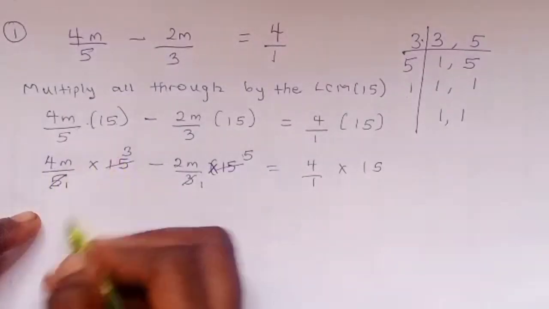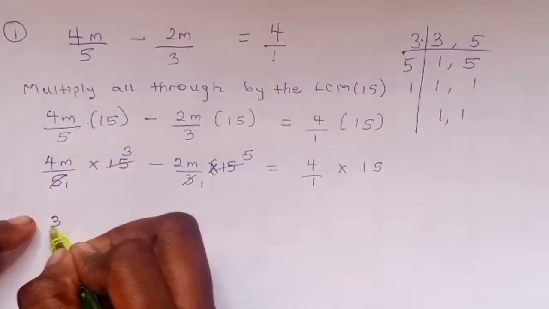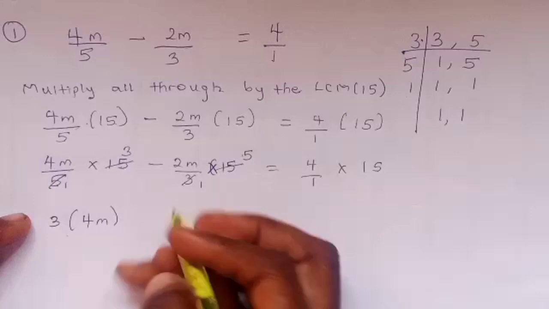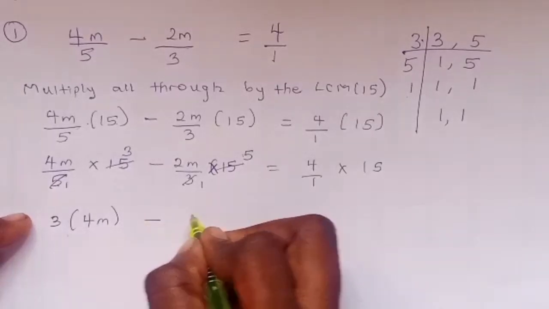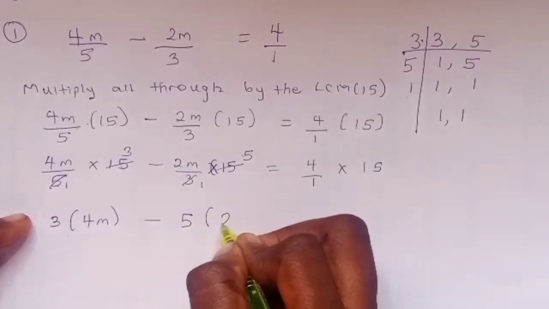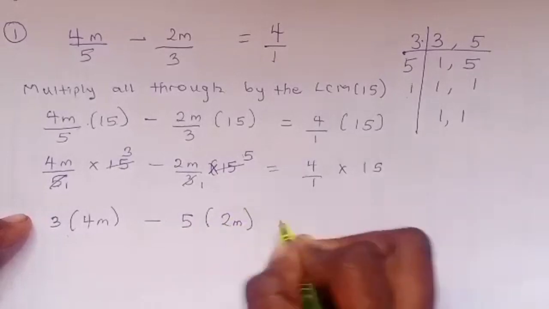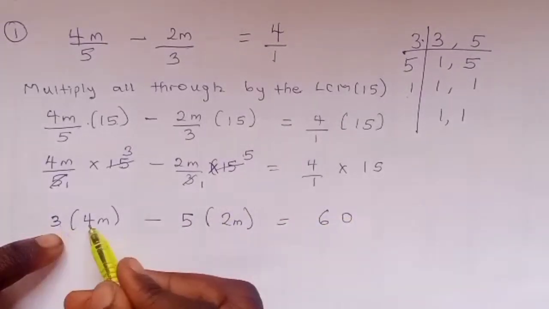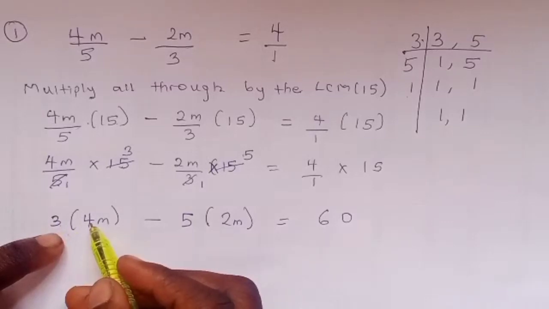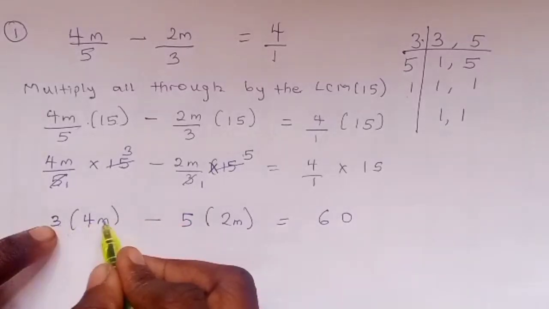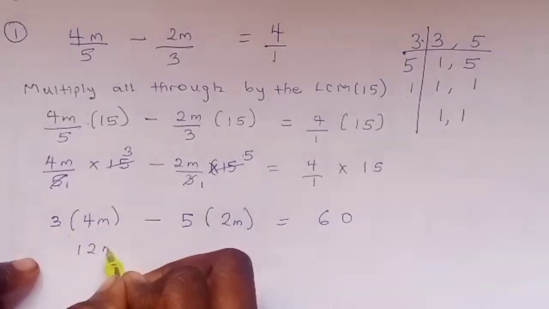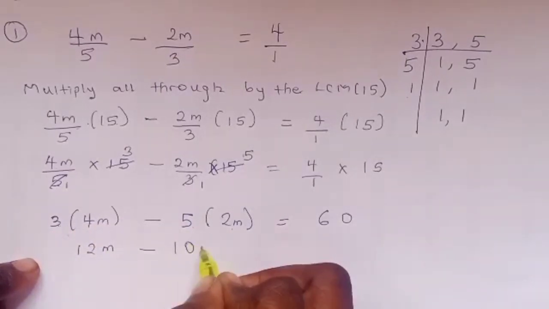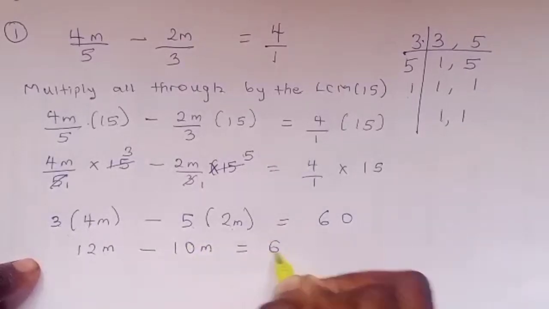And 4m will be 3 into brackets 4m, which also means 3 times 4m, minus 5 into brackets 2m, equals 4 times 15 is 60. Now 3 times 4 is 12, which will be 3 times 4m, which will be 12m, minus 5 times 2m will be 10m, equals 60.